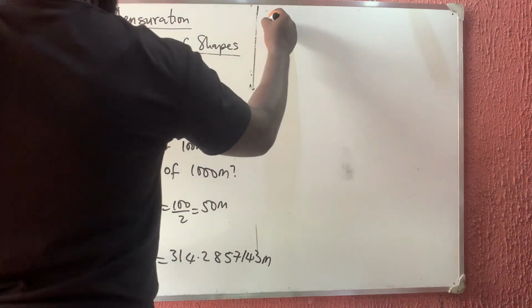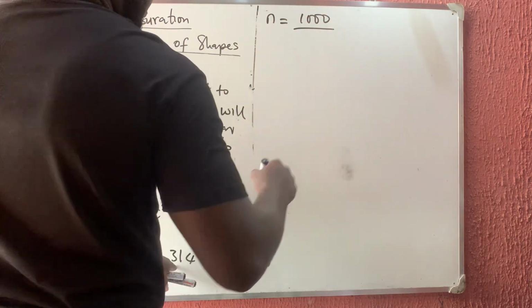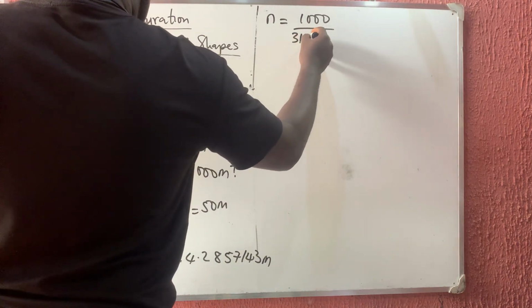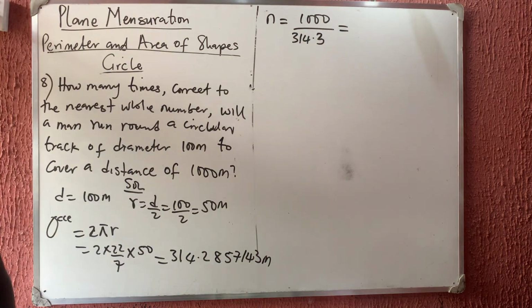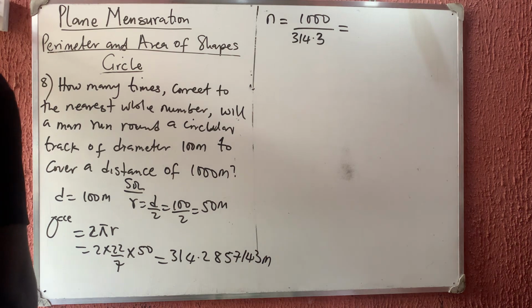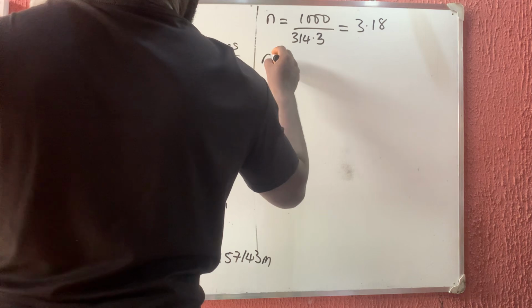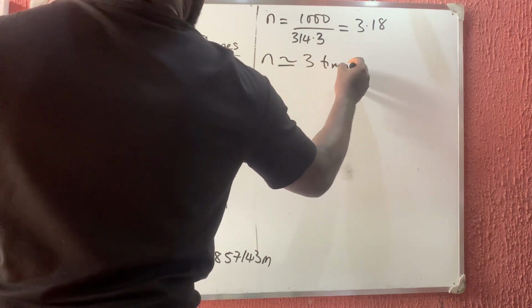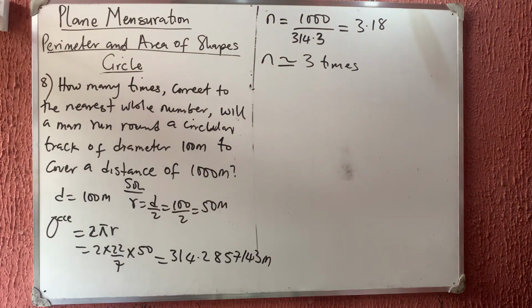Now, this is the distance around that circle. So the number of times he's going to run it should be the 1000 he wants to achieve divided by the distance around that circular path, 314.3 approximately. So 1000 divided by my last answer, I'm having 3.18. They say to the nearest whole number, so it's approximately 3 times. So it is not difficult. We move to the next question.